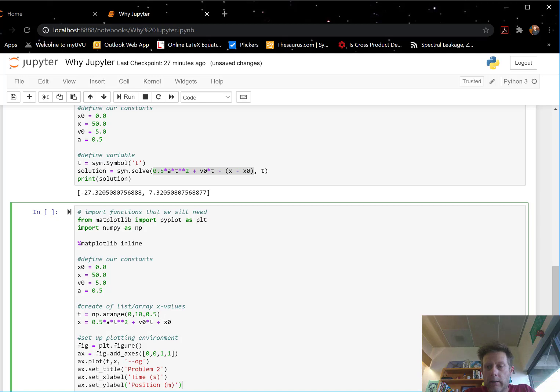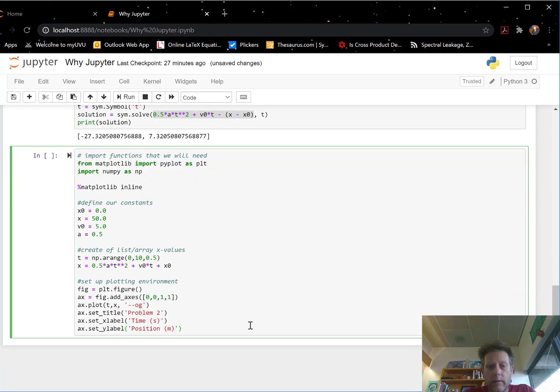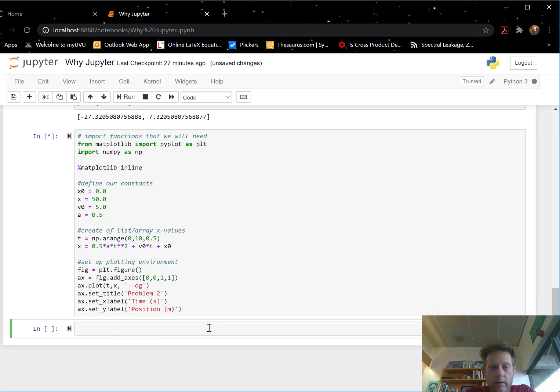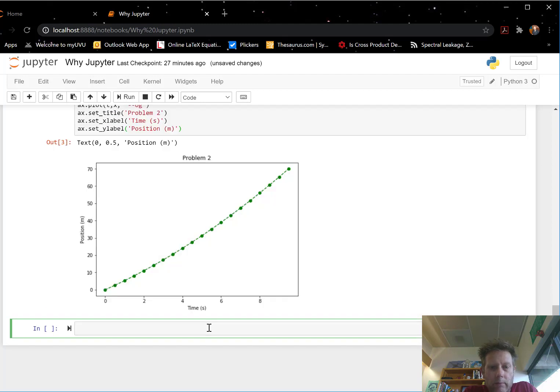Okay, so let's see if that will work. Let's hit Shift Enter and see what happens. It's working. Here we go. There it is. So that's our position in meters. And we can go after about 7 seconds. We are right around 50 meters, which is what our numerical solution did as well.